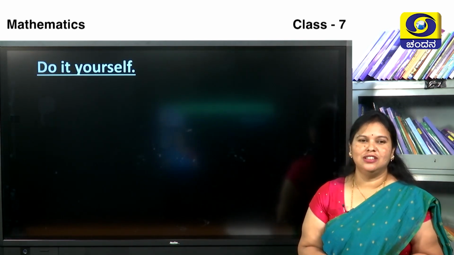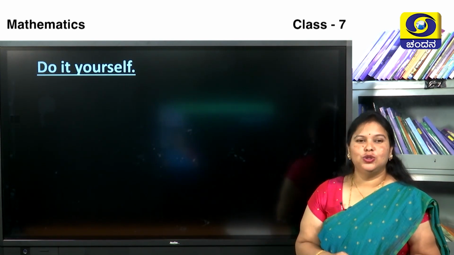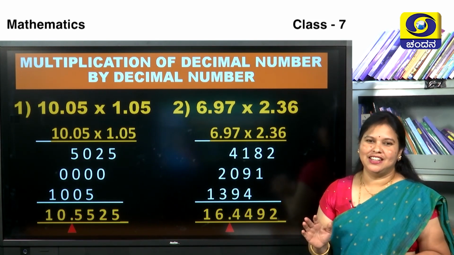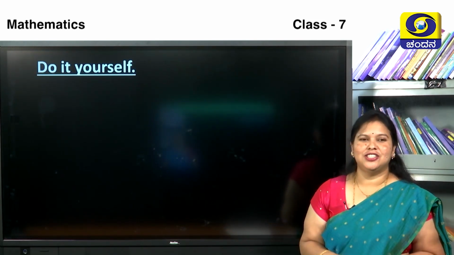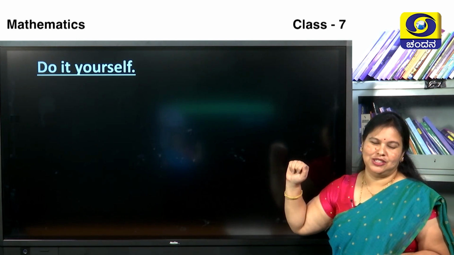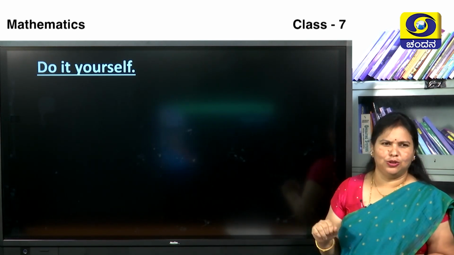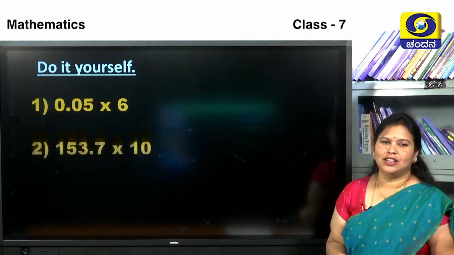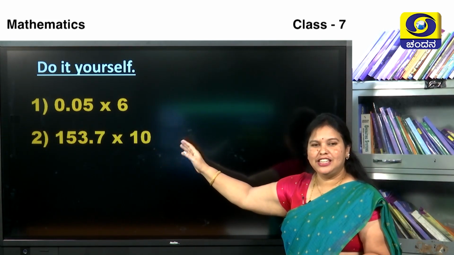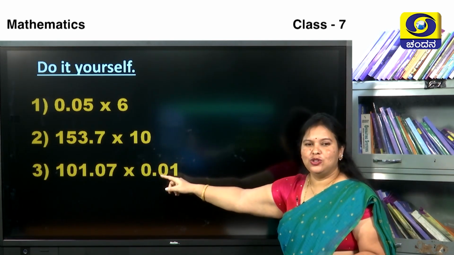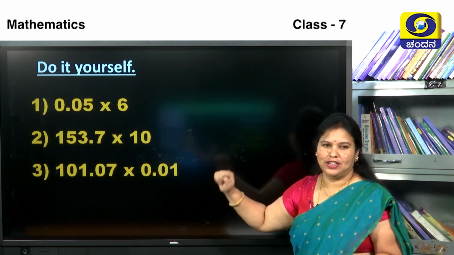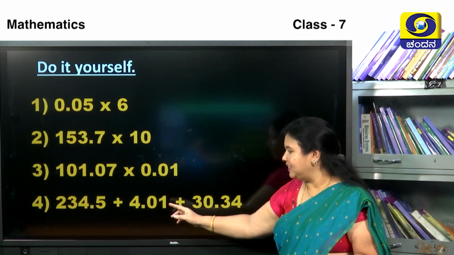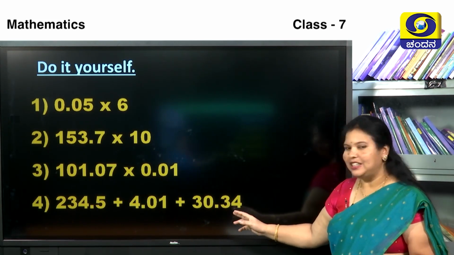Before leaving this session, I will give you some home assignments. You have to do it yourself at home. First one, 0.05 into 6. Second one, 153.7 into 10, third, 101.07 into 0.01, and the last one, 234.5 plus 4.01 plus 30.34.